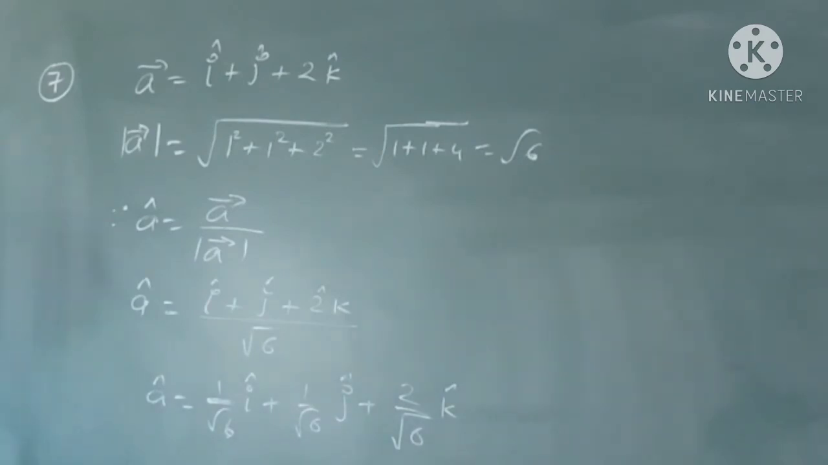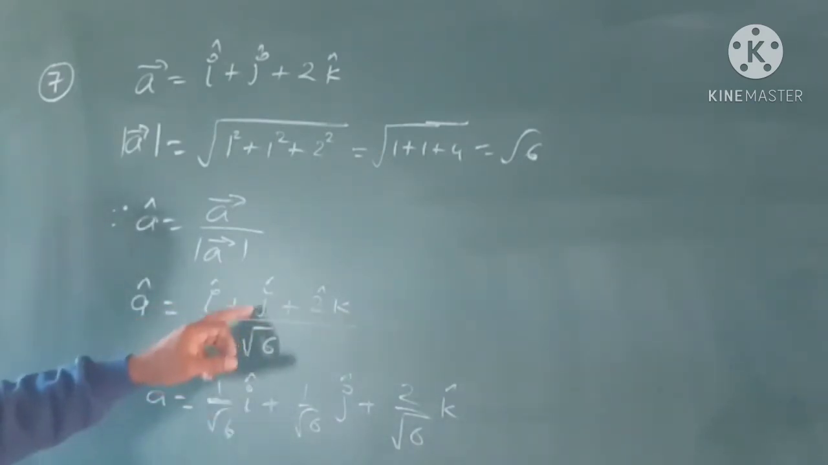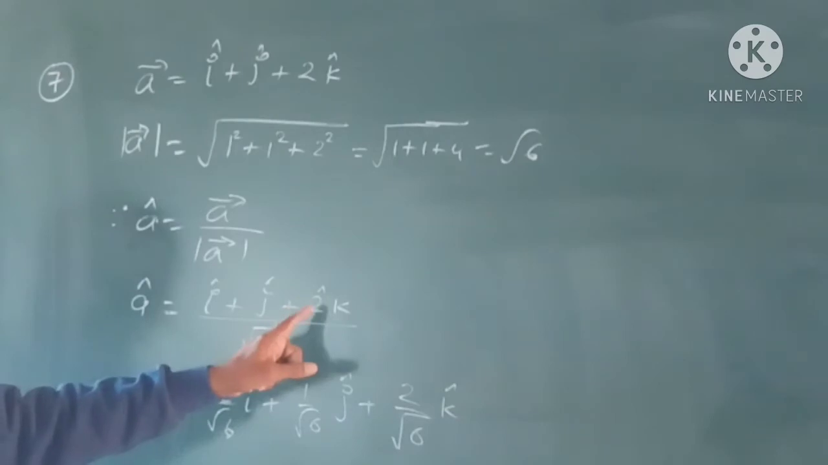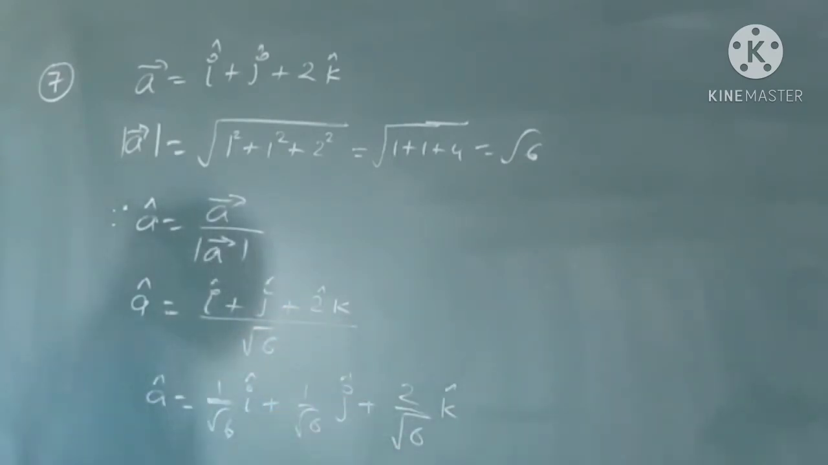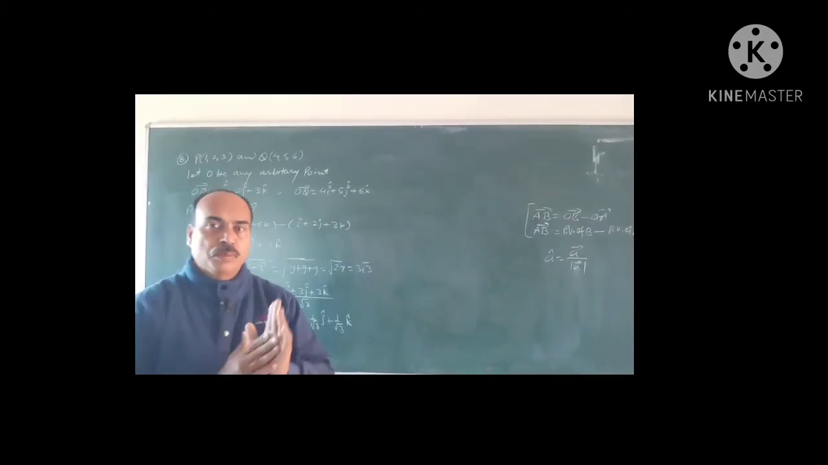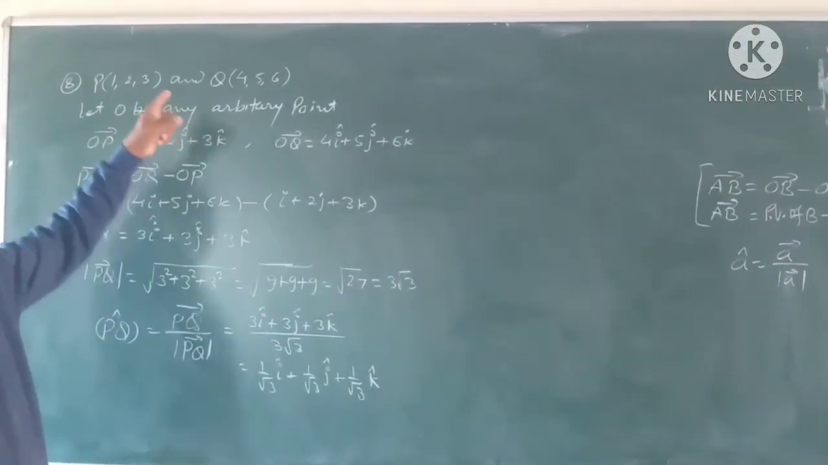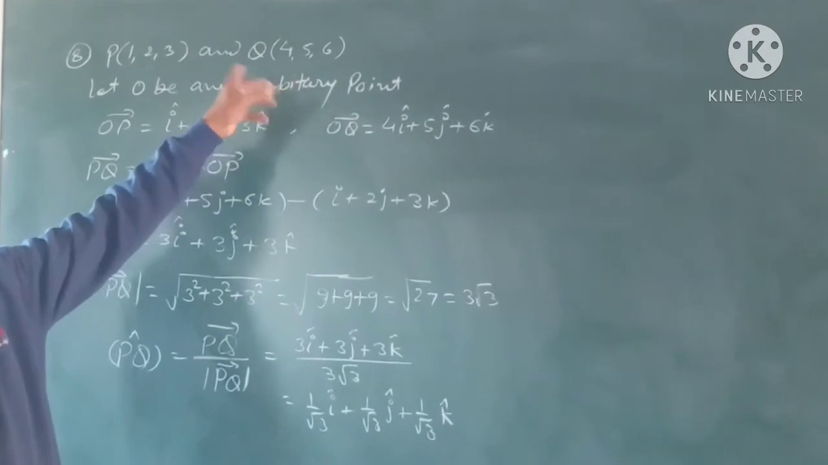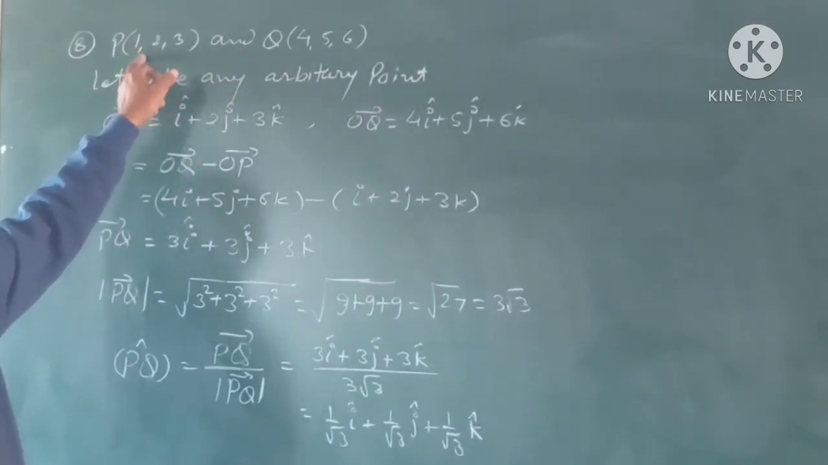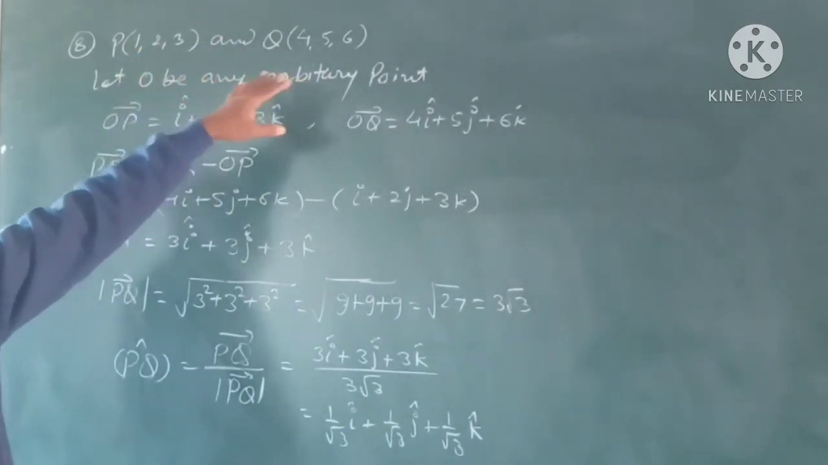Or if you want to write like this, 1 by root 6 i cap plus 1 by root 6 j cap plus 2 by root 6 k cap, then there is no problem. Next, question number 8. In question number 8, we have to find a unit vector along the direction of the vector PQ. So here point P is 1, 2, 3 and Q is 4, 5, 6.